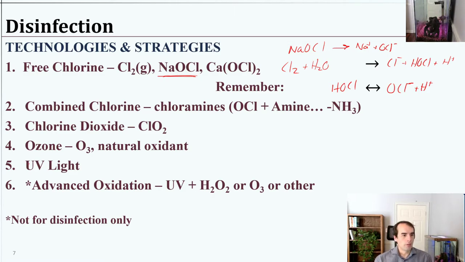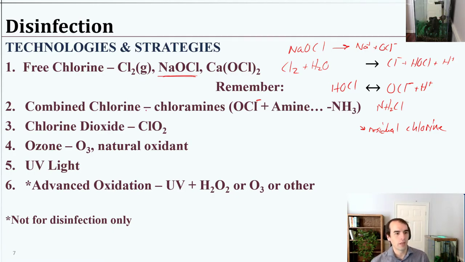Okay, another type of chlorine would be what we call combined chlorine. This is when we have some sort of chlorine, so OCl minus, for example, and amine groups, which is like ammonia type things, or molecules that contain ammonia in them, like an amine group. These will react and form chloramines, which are essentially NH2Cl or something like that. There's a few different forms. So these chloramines are a little bit less reactive, and these are what we use for residual disinfectants. So these are what we call our residual chlorine.